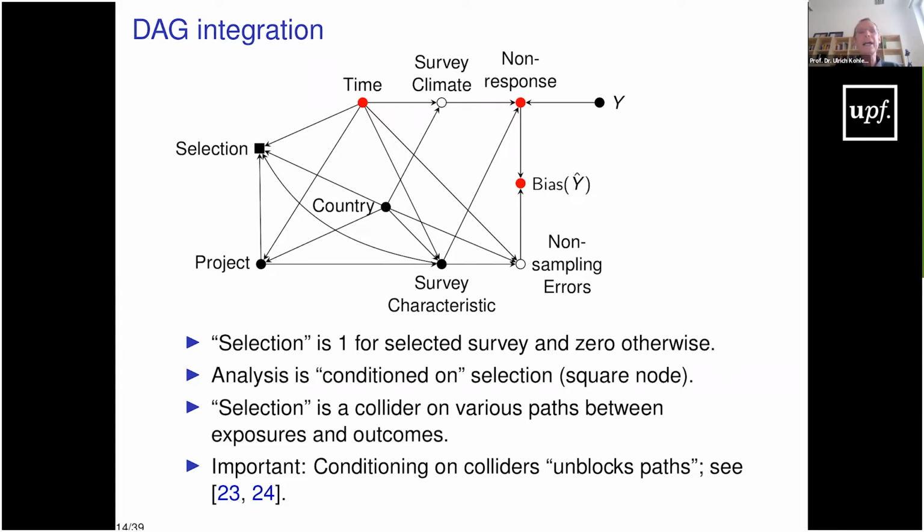And then time also matters for the selection because, clearly, we have removed all observations before 1999, but also whether certain surveys can be done varies over time a little bit. Sometimes a country cannot participate in a project because of financial problems and so on. So we use a square sign for this variable because our whole analysis is conditioned on the selection. We only use those surveys which have been selected by us. That is expressed with this square bracket.